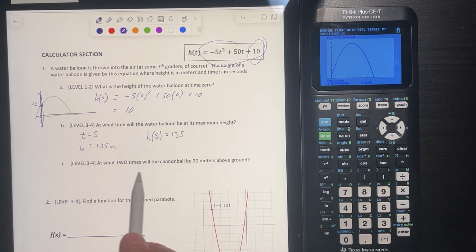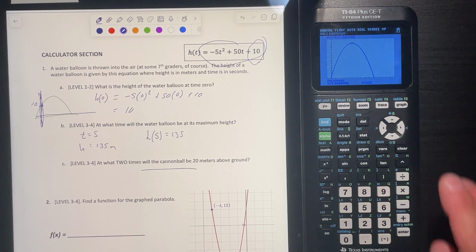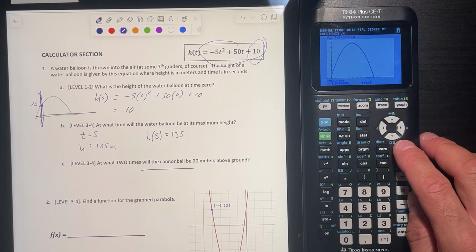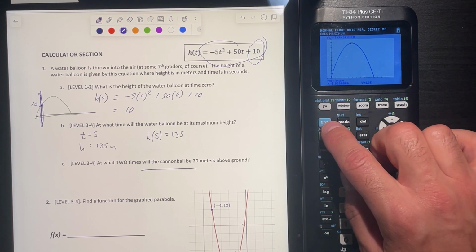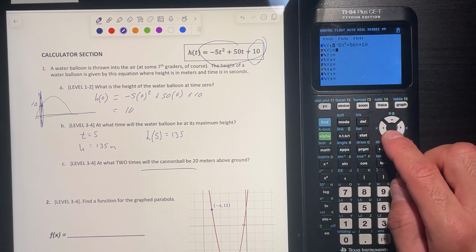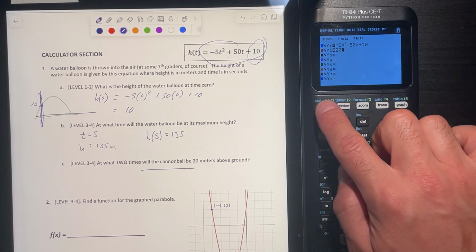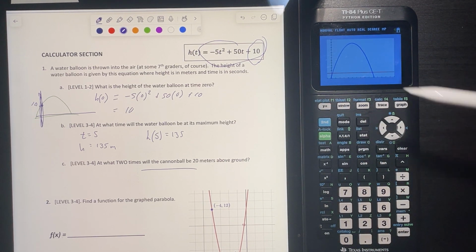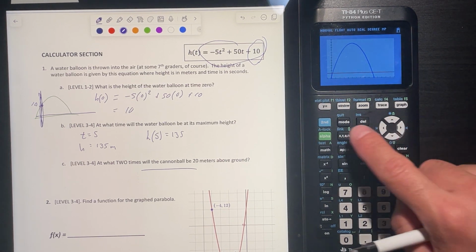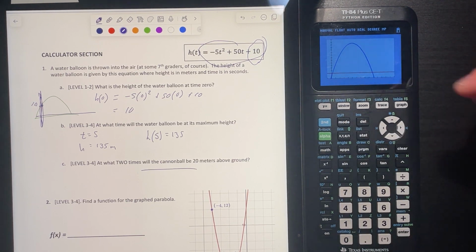Now, this one we've done with the exponentials unit. They said at what 2 times will the cannonball be 20 meters above the ground? Add in a horizontal line at 20. So y equals, add in 20, and here it comes zipping across. And so now we can find the intersection when this height is at 20.